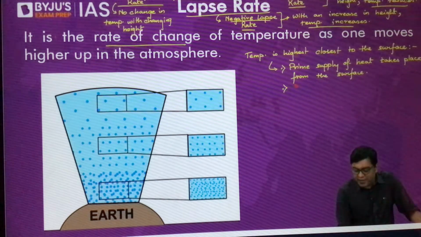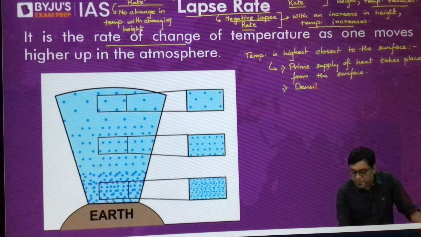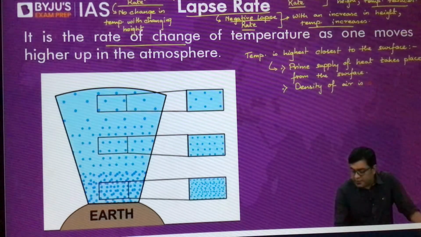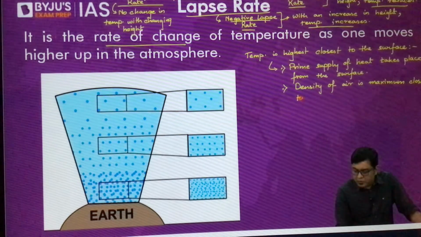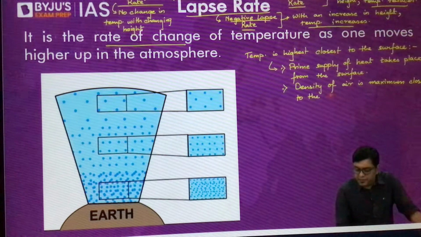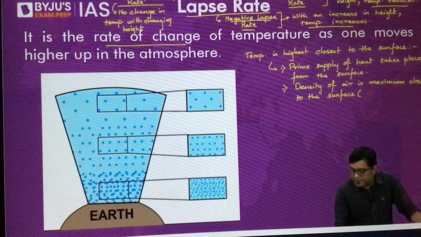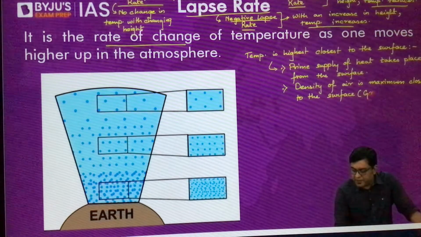Then you have the other factor, that is density of air. Density of air is maximum closest to the surface. Why? Due to gravity.